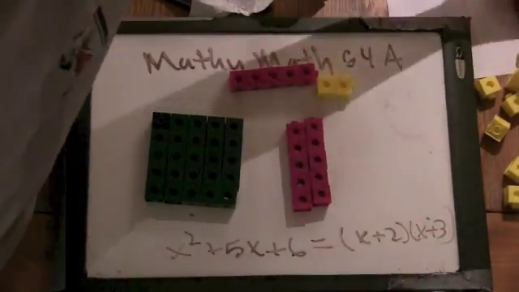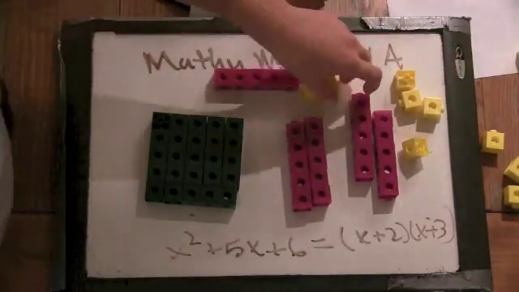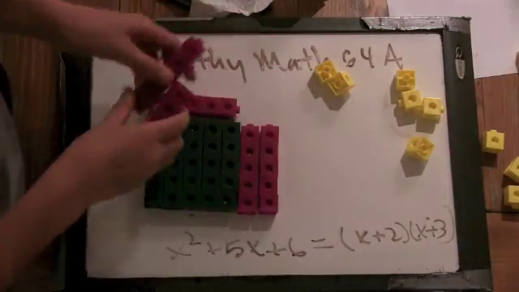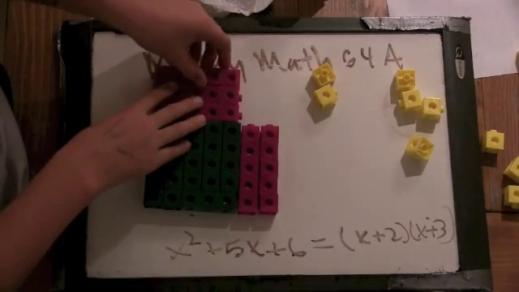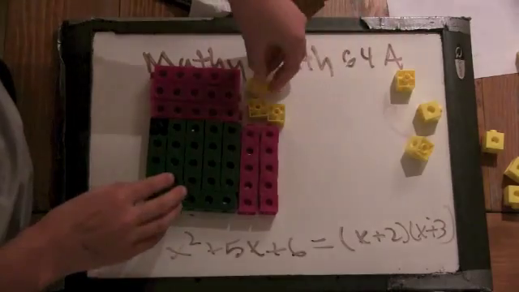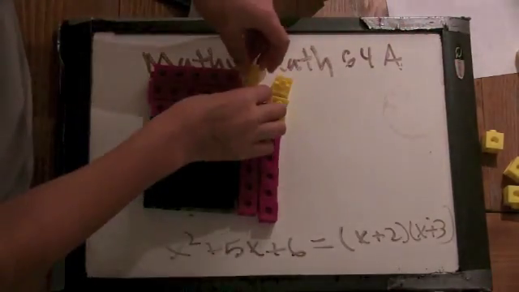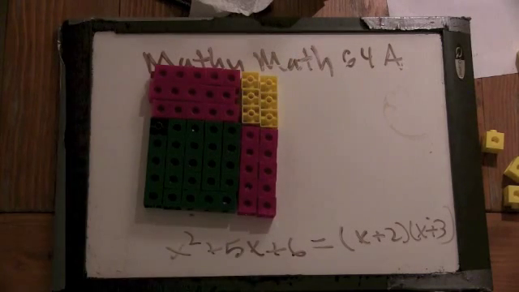So we need 5x, 6 of this, 6 of those. Okay, so what are we going to build there? Well, here's something we could do. And then all of a sudden we have a rectangle.